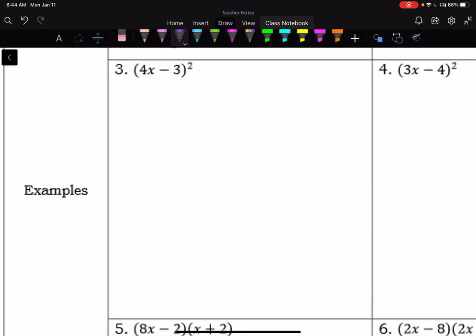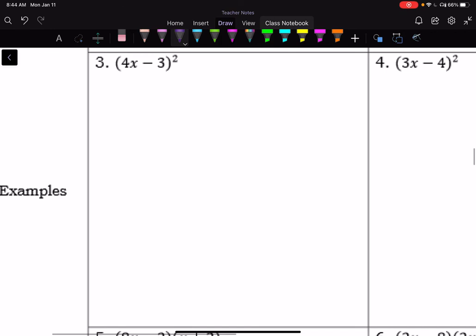Next is number 3. You'll notice that this one's written a little bit differently than the problems that we have seen before. It is 4x minus 3 squared. You know that when something is squared, that means it's multiplied to itself. So if it helps you to see this, you can rewrite it as 4x minus 3 and 4x minus 3, which is again going to give me a 2 by 2 box.